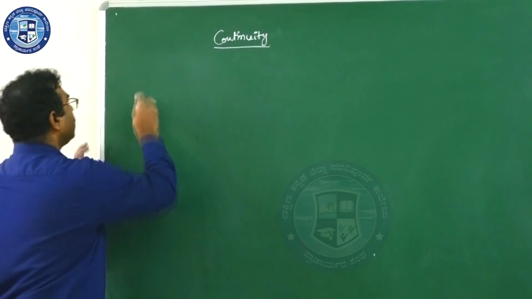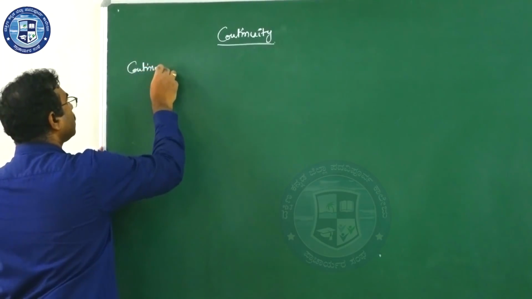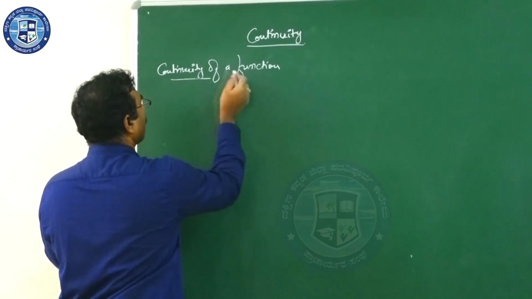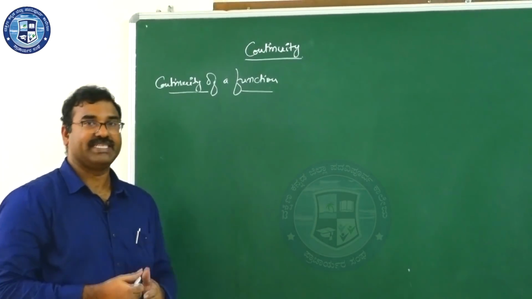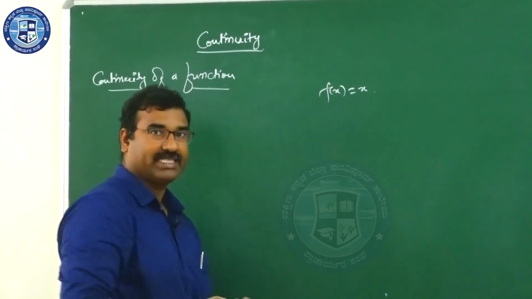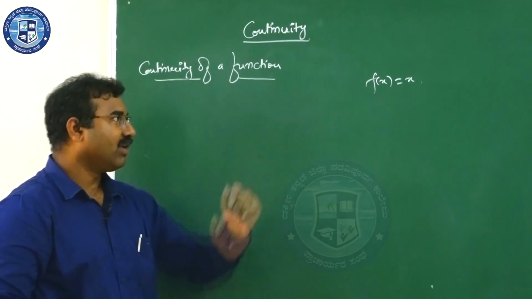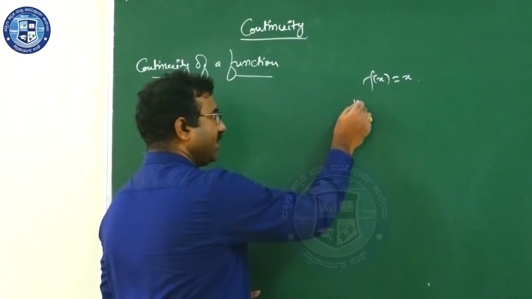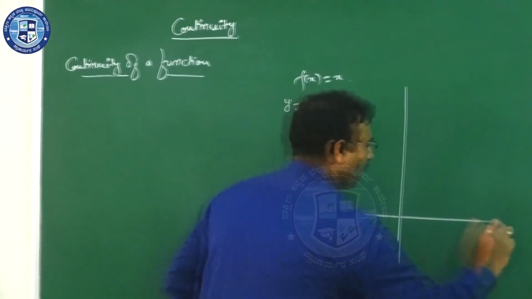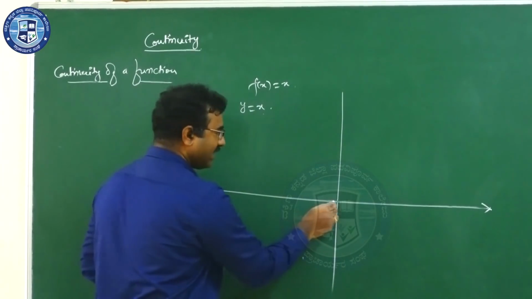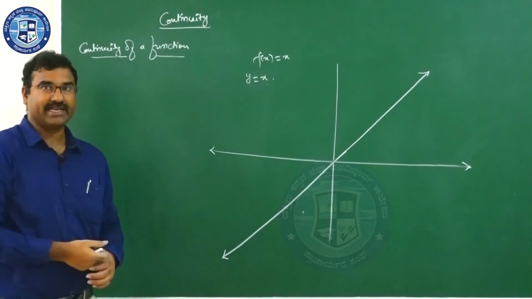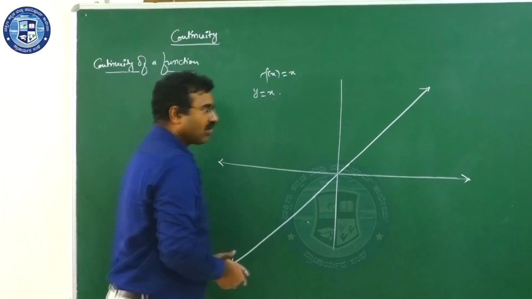So continuity of a function means, suppose we take a function f(x) is equal to x. You know its graph, y is equal to x, right. So the y is equal to x graph comes like this. It's the principal diagonal of the coordinate axis.